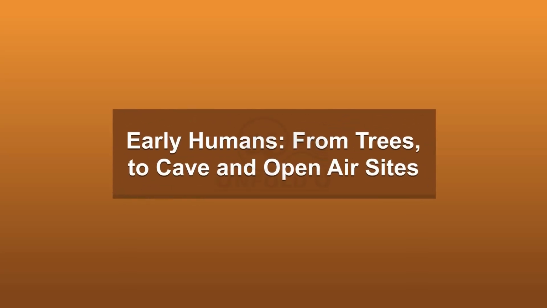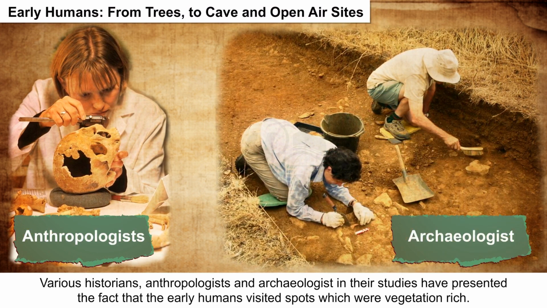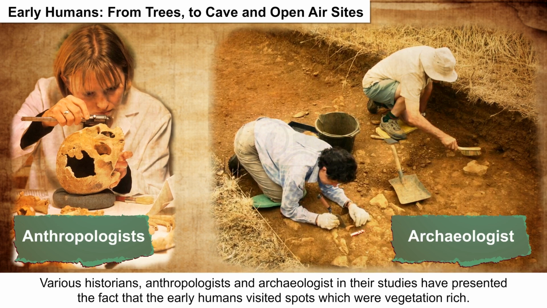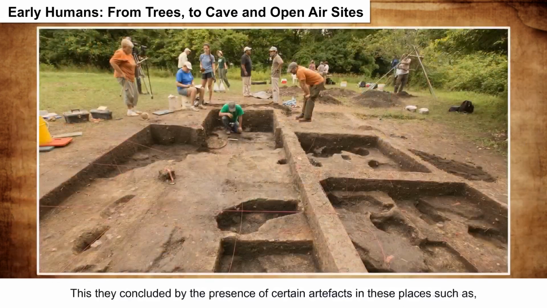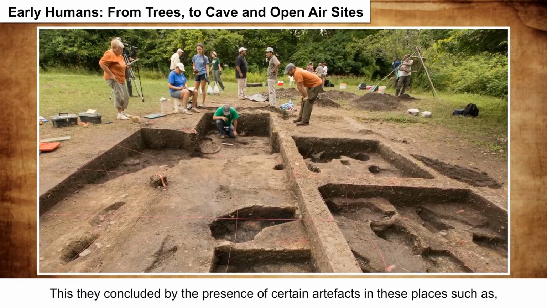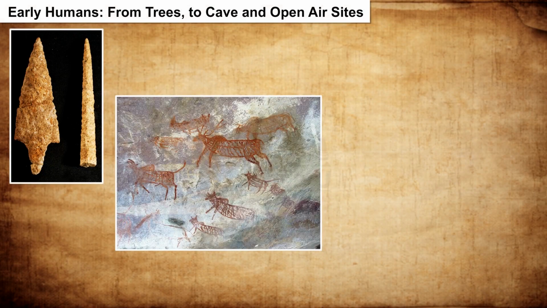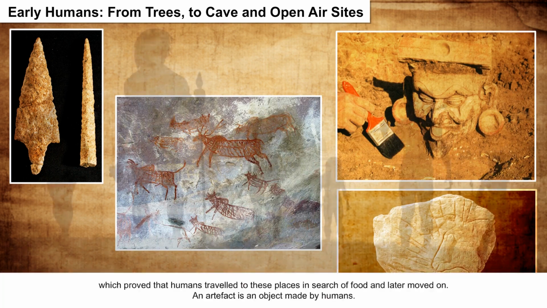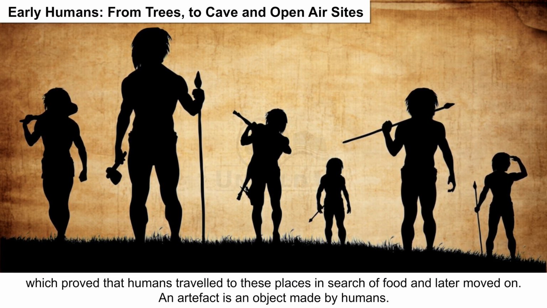Early humans moved from trees to caves and open-air sites. Various historians, anthropologists and archaeologists in their studies have presented the fact that the early humans visited spots which were vegetation rich. This they concluded by the presence of certain artifacts in these places, such as tools, paintings, sculptures and engravings, which proved that humans travelled to these places in search of food and later moved on.